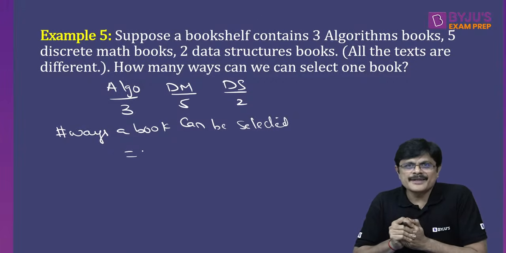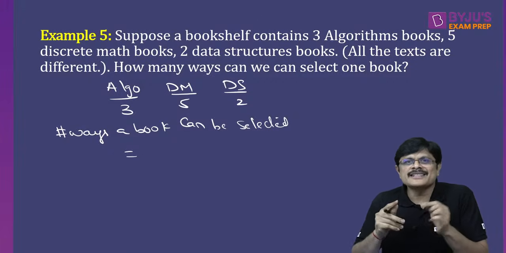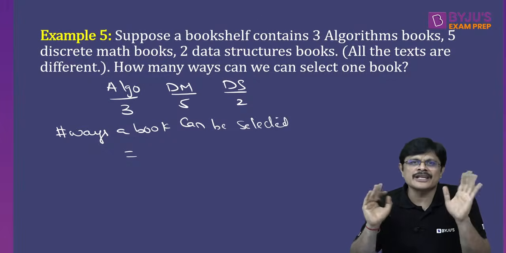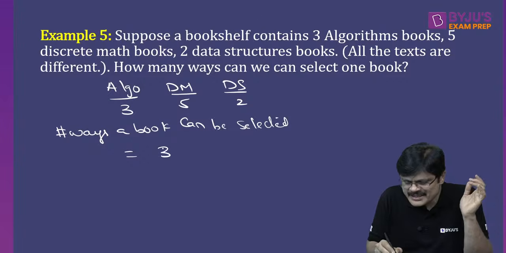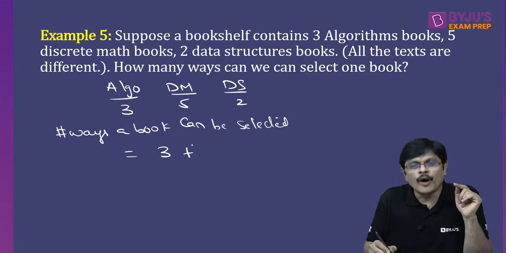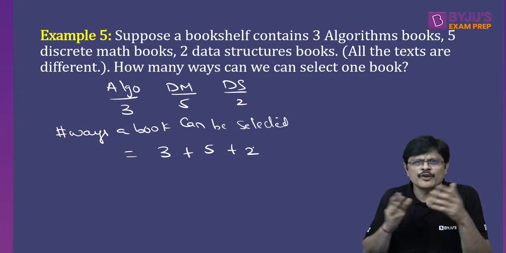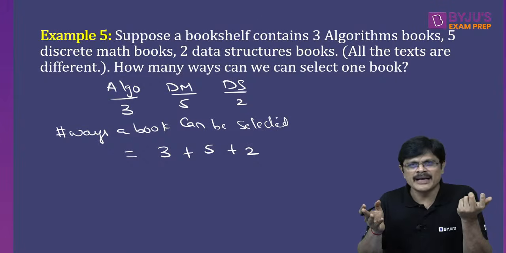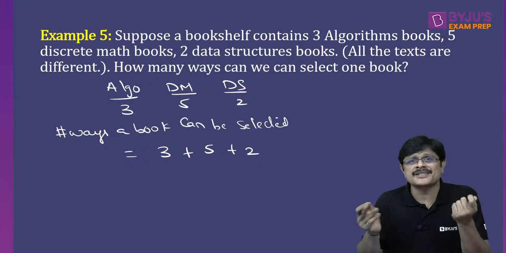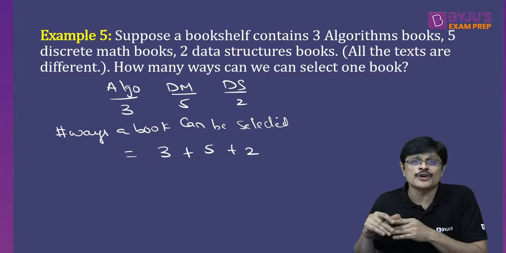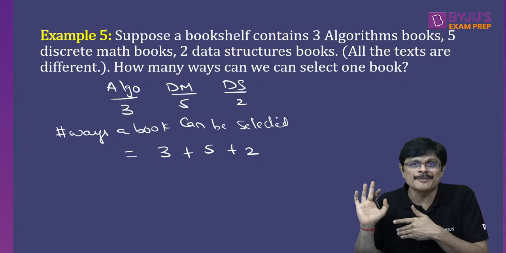So the question is how many ways you can select, because he is just asking you to select a book but he is not mentioning which book. He is just asking you to select a book. So you can select any of these algorithm books or any of this discrete mathematics book or any of this data structures books. Of course, there is nothing common between them, right? There may be some books which are both data structures and algorithms. In such case, this number will reduce. That if you want to solve, you have to see inclusion exclusion principle.